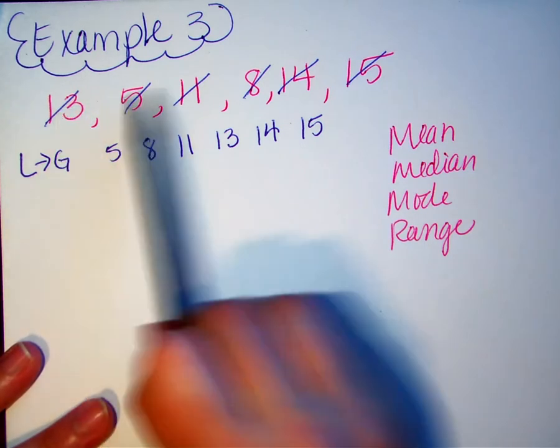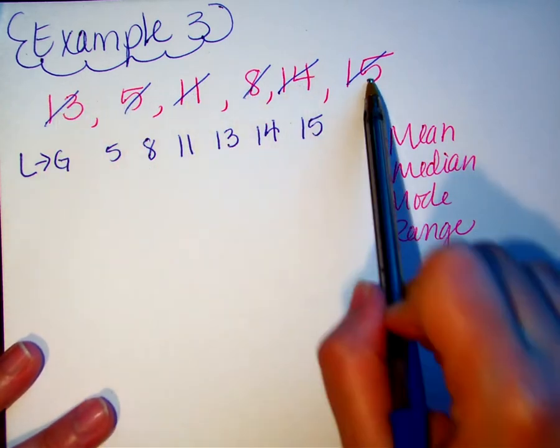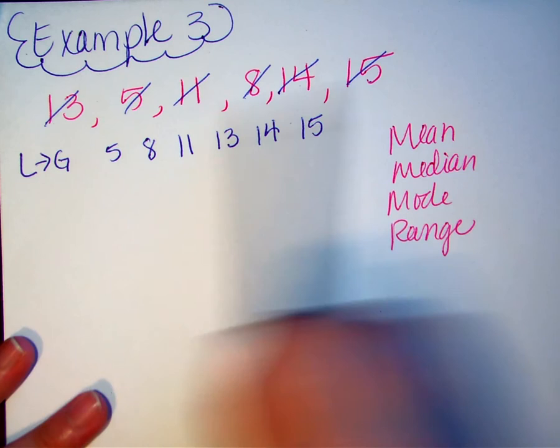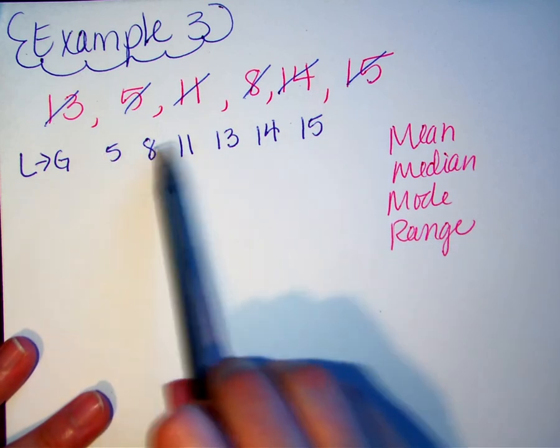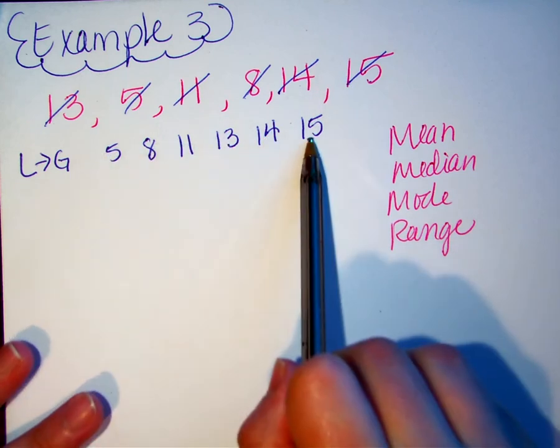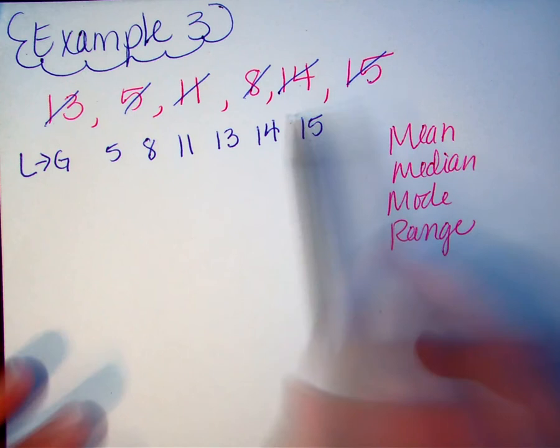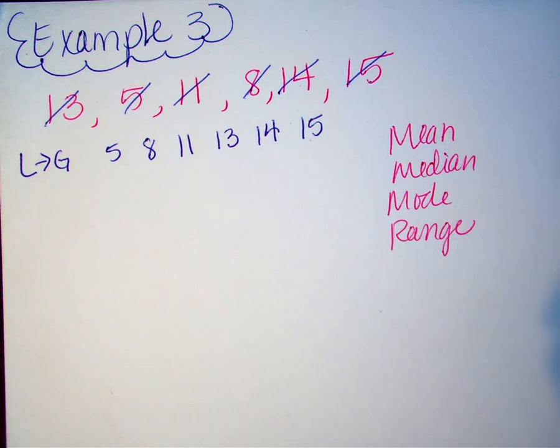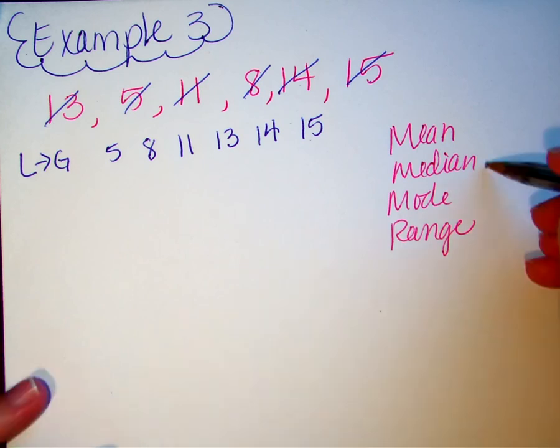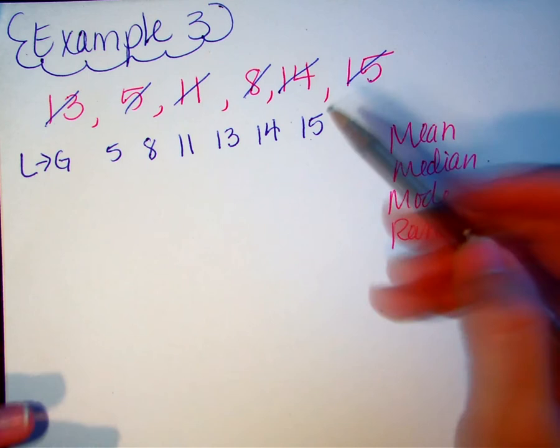So 1, 2, 3, 4, 5, 6 pieces of data are in this set of numbers. So this set of data has 6 numbers, which is an even number. So I did that on purpose. So example 1 has an odd number and example 3 has an even. So you'll see it's going to change just a little bit when we get to median. So we're going to do the hardest one first.